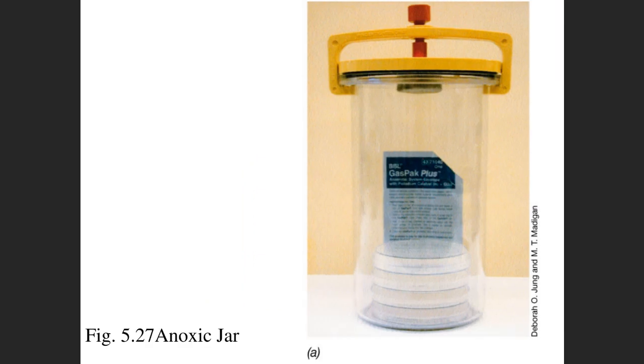Now, in labs, you can create an anaerobic environment by putting the petri dish in a sealed chamber, and we actually have them in the lab. And then you put in a gas pack. It's a chemical that consumes oxygen. It chemically uses up all the oxygen, and then there's no oxygen here, and that creates an anaerobic chamber, and so the bacteria can grow.